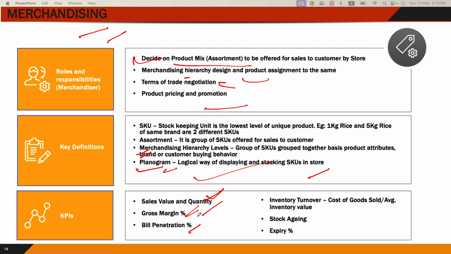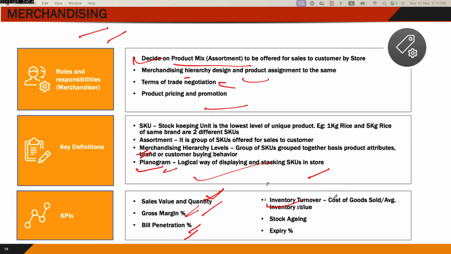Bill penetration, right? What is the penetration of that bill? What is the size, the average bill value, and the target is to make the bill value as large as possible. This is where they do a lot of upselling and cross selling, and arrange the merchandising in such a way that when you buy one product, you are enticed to buy another. For example, next to the bat you will find a ball, so you think, if I'm buying a bat, why don't I get a ball? Things like that make sure the bill value goes higher.